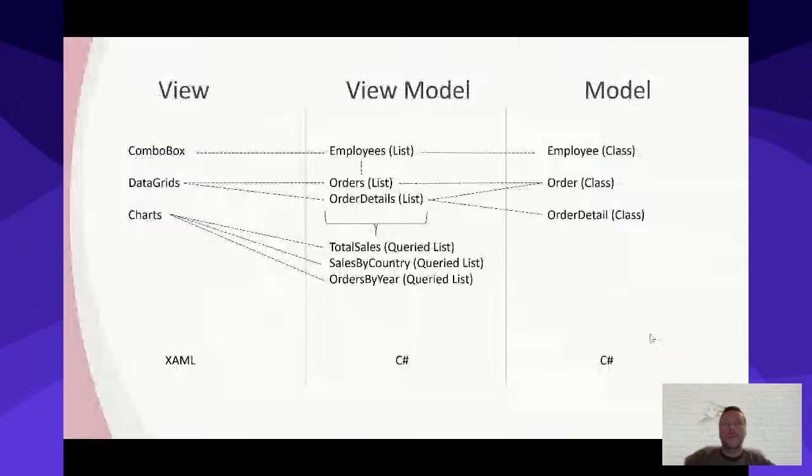And then the view model will expose various collections or lists of our business entities that we want the view to simply bind to. So this will have our main collections or queries, the employees, orders, order details, but also what I'm calling the queried lists, the sales by country, orders by year, and those will be bound to the chart. So typically you want to manipulate and transform the data within your view model. The model is basically just the collection of classes that define each of our core entity items, like employee, order detail. And all of our C# code is going to be in the view model and the model. And the view will just be written in XAML.